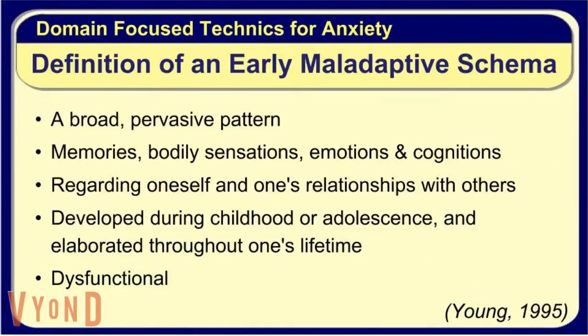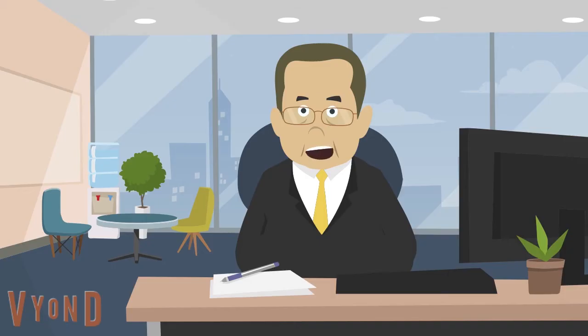Later, within his schema-focused frame, Young described early maladaptive schema as a broad, pervasive pattern made of memories, bodily sensations, emotions and cognitions. They are about oneself and one's relationships with others. They develop during childhood or adolescence and are elaborated throughout one's lifetime. And they are dysfunctional. From now on, not to say early maladaptive schema each time, I will use the term schema instead. The characteristics of the schemas are as seen on the slide.